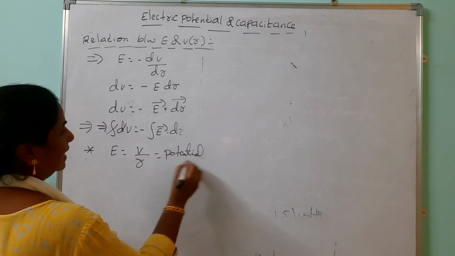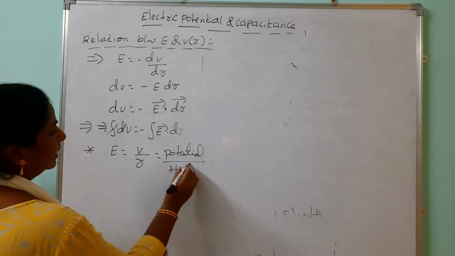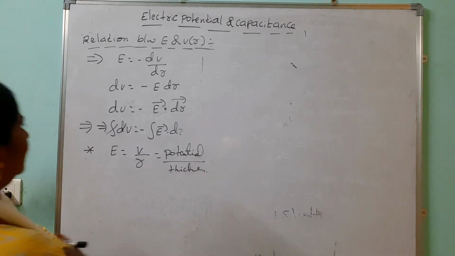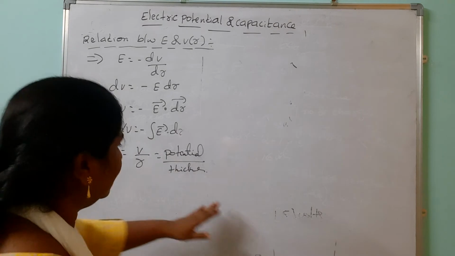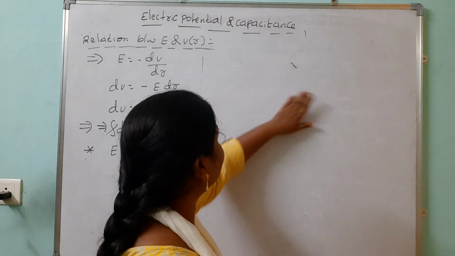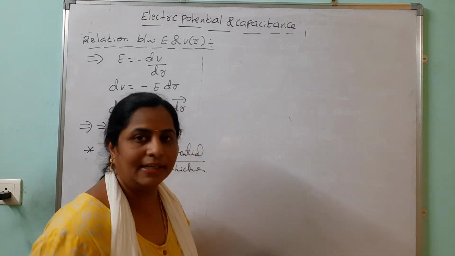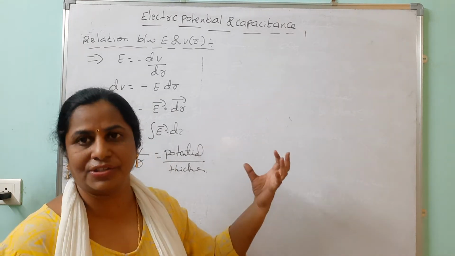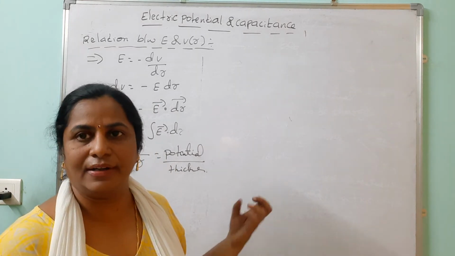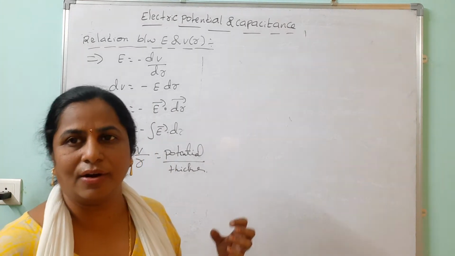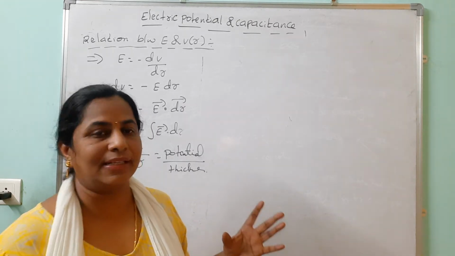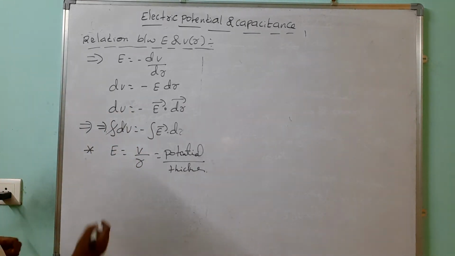R is the distance, thickness, anything you can take. This is the relation between these. So these applications we can apply for a conducting sphere, a conducting sheet, and one more, the conducting long straight rod, like that, anything infinitely long, a conducting sheet. So we should apply that. When you know the intensity, you can find out the potential.